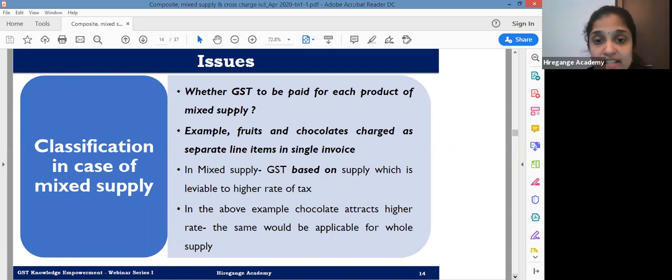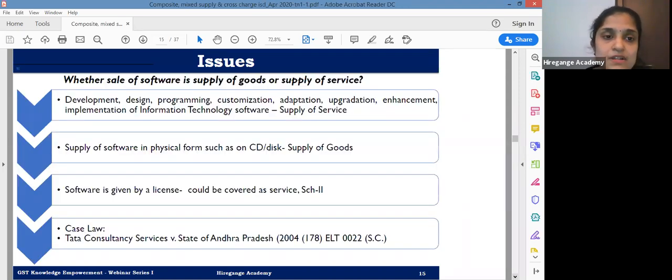However, if separate line items are there, take my earlier example of fresh flowers and chocolates, then obviously you can treat it based on the separate items and the price for the same. Now, a very important aspect which has seen a lot of litigation under the erstwhile regime is the sale of software, giving of the software by license, giving of the software on a CD: whether it is a supply of goods or a supply of service.